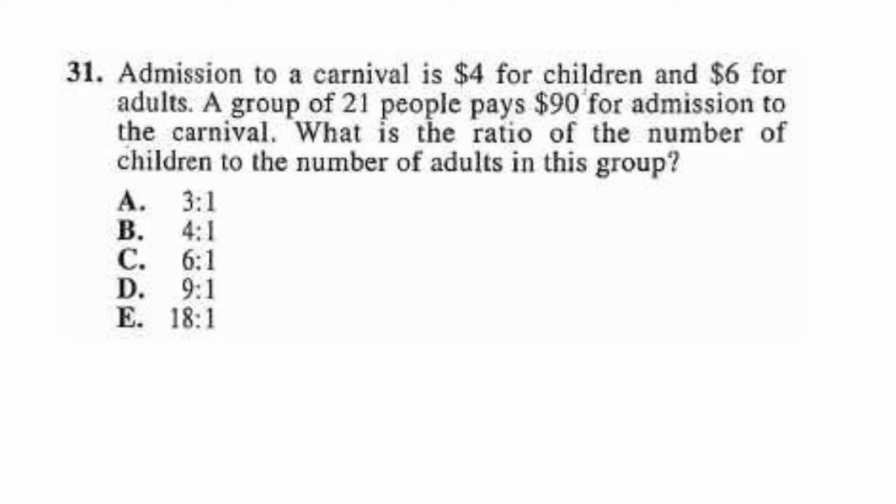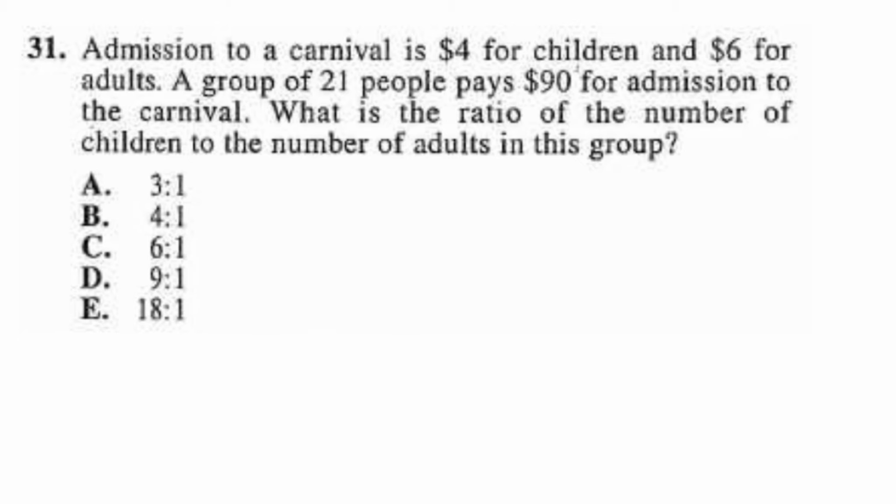So in this question, what we could do is create the system of equation. There's a how many and a how much formula. There are a group of 21 people, and it's children and adults. So we could say children plus adults equal 21. That's our how many, and our how much equation would be $4 per child, $6 per adult, for a total of 90.